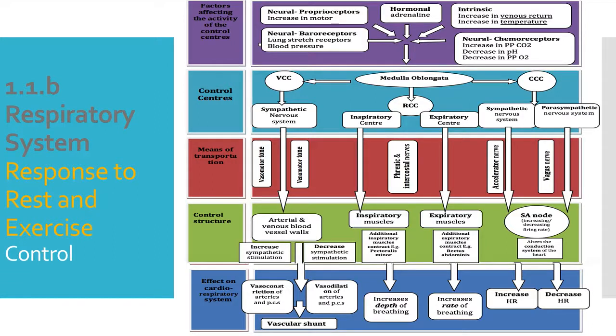But I'll have a little look then at the CCC. So the CCC receives information from the receptors again. That therefore interprets that information to decide whether we're resting or exercising. So again, if it's during exercise, we know our chemoreceptors are detecting our increased partial pressure of CO2, our increased motor activity, our decrease in partial pressure of oxygen, etc.